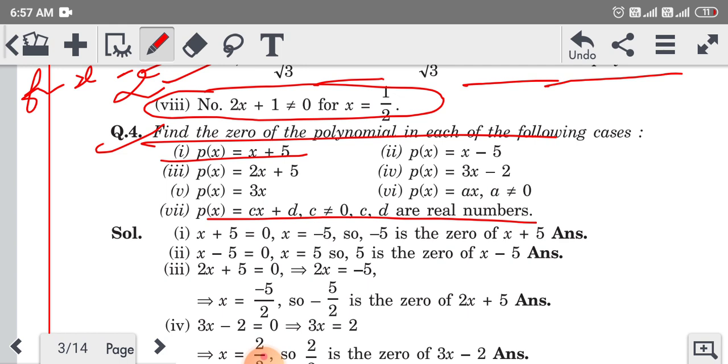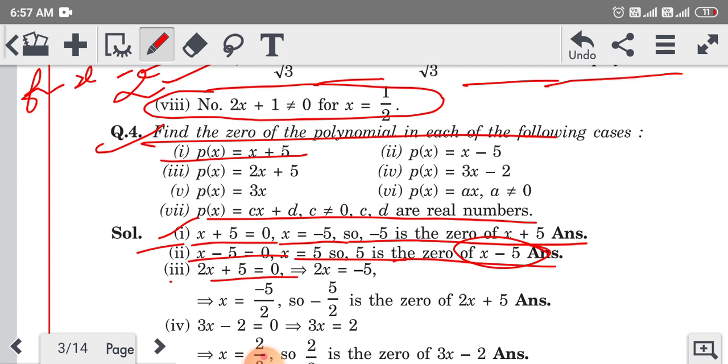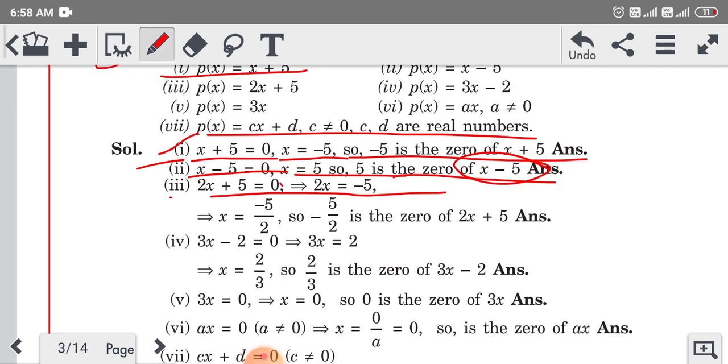So first कहते हैं that is x + 5 = 0, x = −5. So −5 is the 0 of x + 5, answer. Second कहते हैं x − 5 = 0, x = 5. So 5 is the 0 of x − 5, answer. So third कहते हैं 2x + 5 = 0. This implies 2x = −5, and next x = −5/2. So −5/2 is the 0 of 2x + 5, answer.